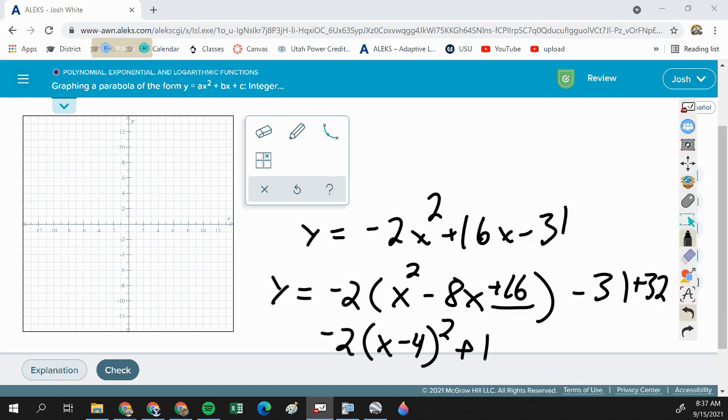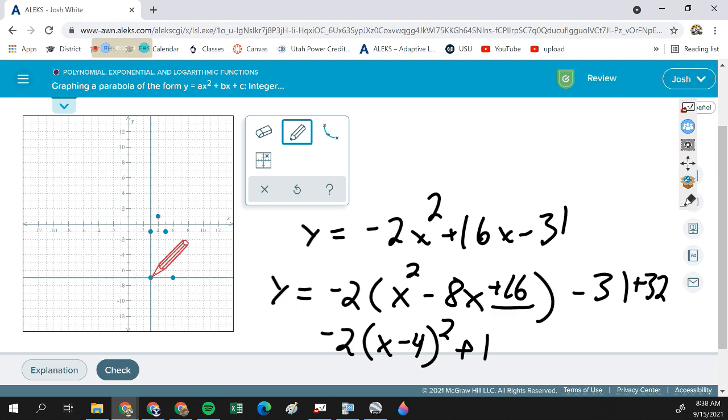The vertex is 4, 1. And then normally I would go up 1 over 1, but we are multiplying by -2. So over 1, down 2. And then usually I do over 2, up 4. But we're multiplying by -2, so it'll be over 2, down 8. Right there. Oh, I missed.